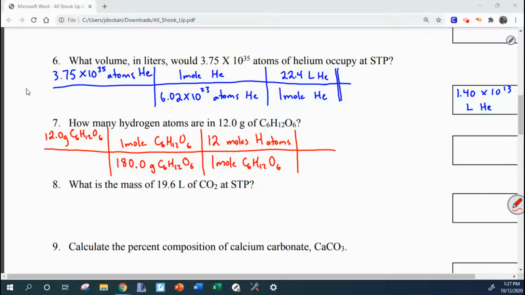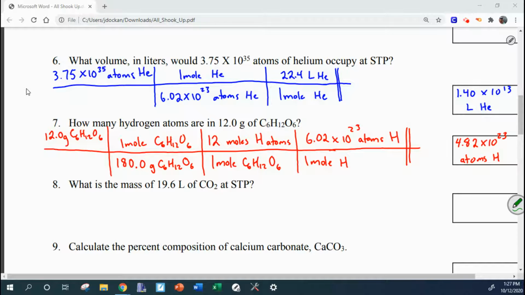From here, I can use Avogadro's number. I can say that 1 mole of hydrogen is going to be 6.02 times 10 to the 23rd atoms, specifically, of hydrogen. And when I calculate, I'm going to get 4.82 times 10 to the 23rd, and that is atoms of hydrogen. Okay, number 8.